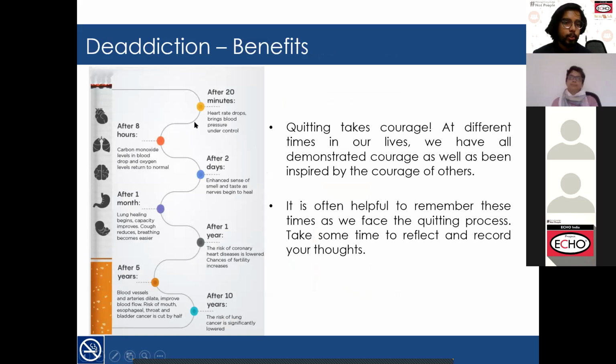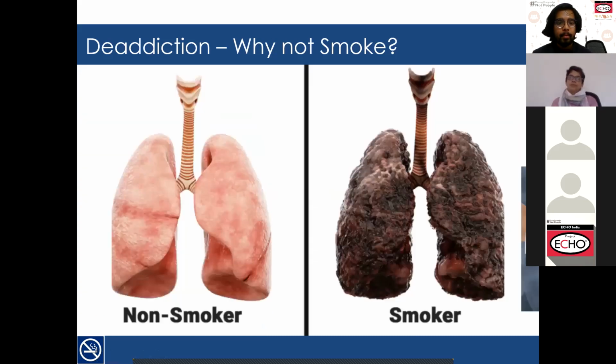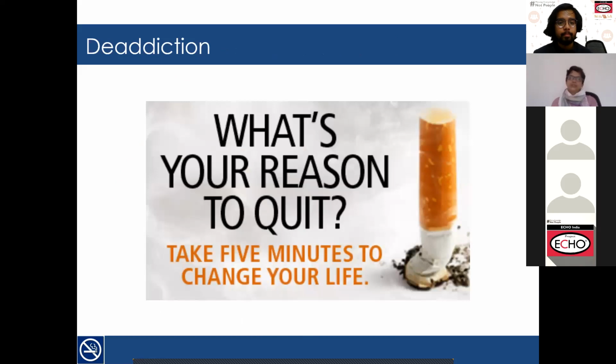This is a chart that shows what happens if you quit smoking: after 20 minutes of quitting, after 8 hours, after 2 days, after 1 month, and eventually after 10 years. If one were to explain these benefits to the workers, I'm sure it would drive them on the path to de-addiction. This is another similar slide which tells you the benefits after quitting smoking. These are a few pictures to just create an impact.